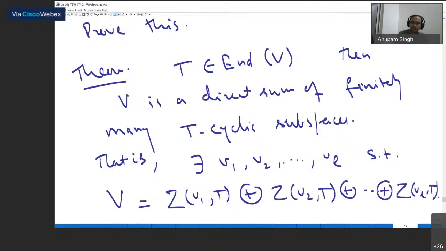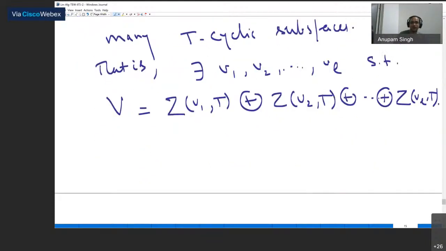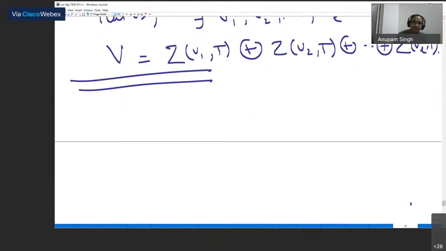The proof of this theorem is a little bit involved. It takes some time to prove, so I'll not prove this. Instead, we apply this theorem. We see how to apply this theorem and how to get the result we want. So let's apply this theorem. Application of this theorem.